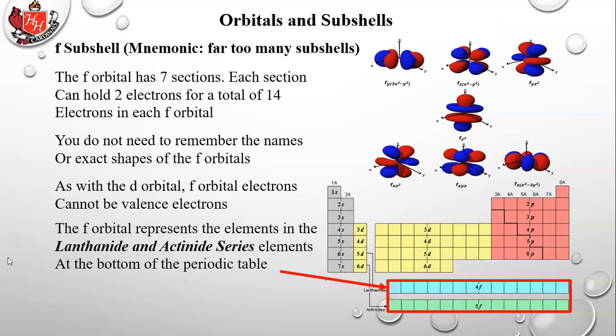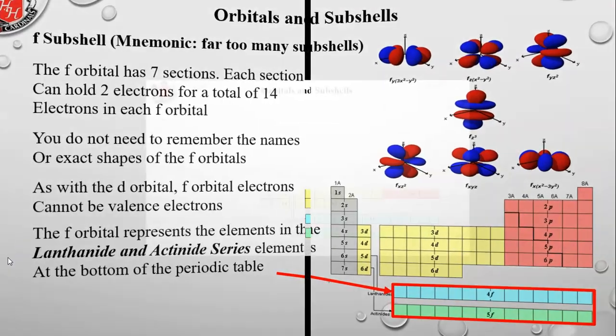So the F orbital represents the elements in the lanthanide and actinide series elements at the bottom of the periodic table, and if you count the number of squares in each of those rows, there's 14. So that's why that orbital can hold 14 electrons.